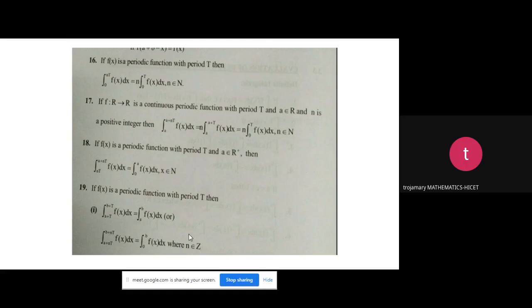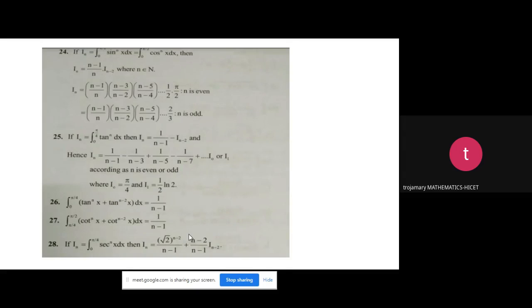Then next, these are all the formulas based on periodic functions, right? So now this is I n, integral 0 to pi by 2 sine power n x dx. Similarly, this is equal to integral 0 to pi by 2 cos power n x dx. So for both sine and cos, integral 0 to pi by 2 sine power n x dx and cos power n x dx are both equal to (n minus 1) by n, (n minus 3) by (n minus 2), etc., times 1 by 2 into pi by 2 if n is even, and 2 by 3 if n is odd. Okay, formula number 24 is important. Note it down. Then similarly, integral 0 to pi by 4 of tan power n x plus tan power n minus 2 x dx equals 1 by n minus 1. Okay.